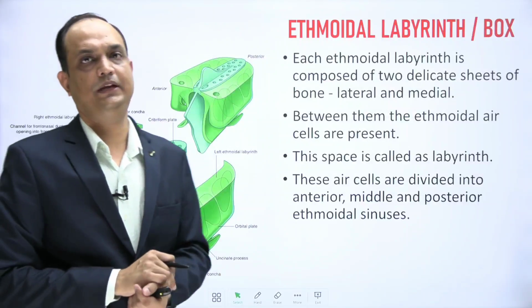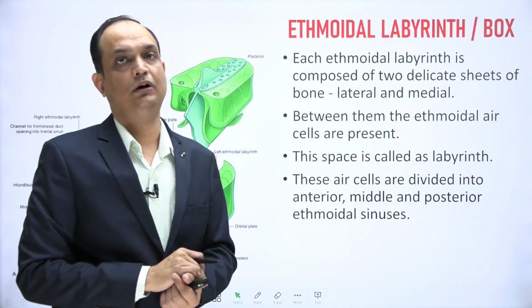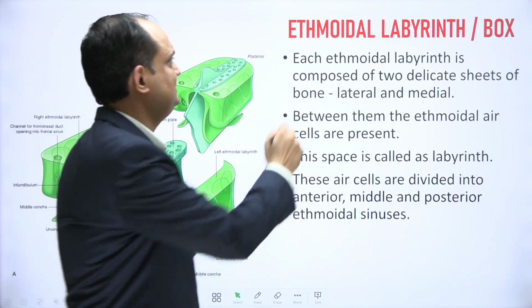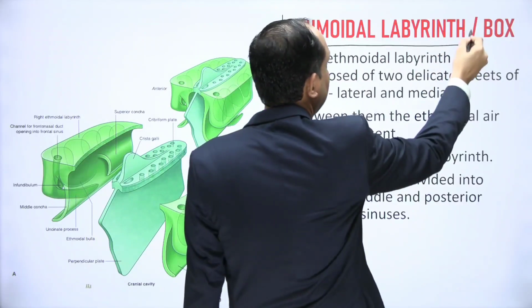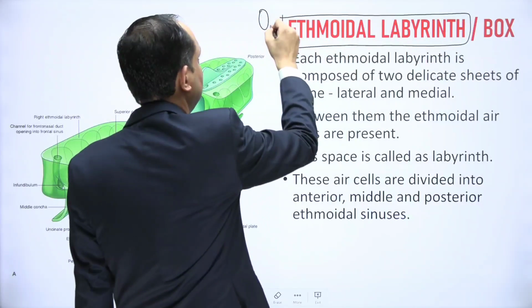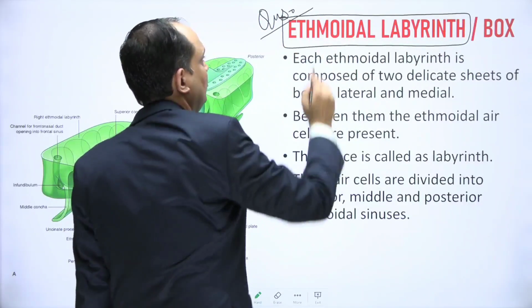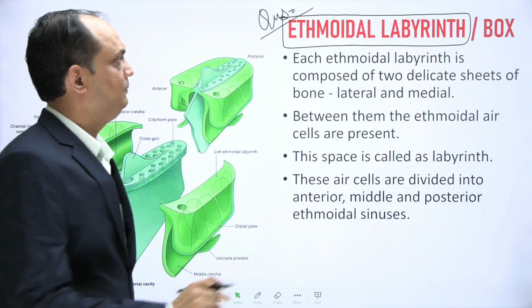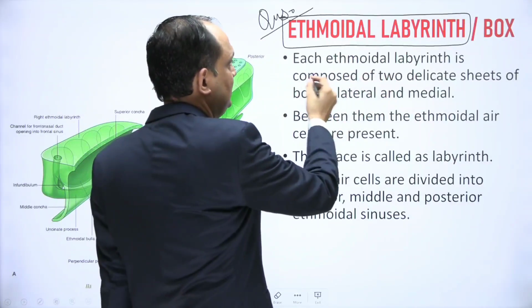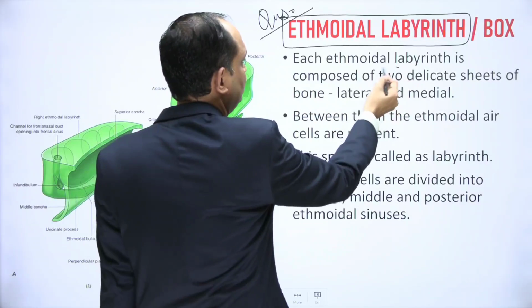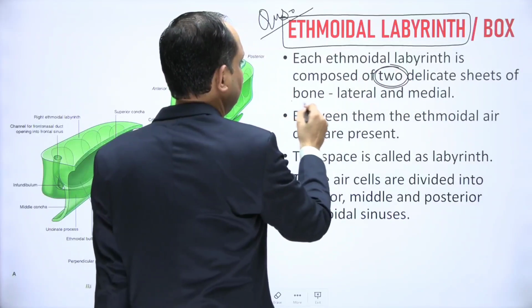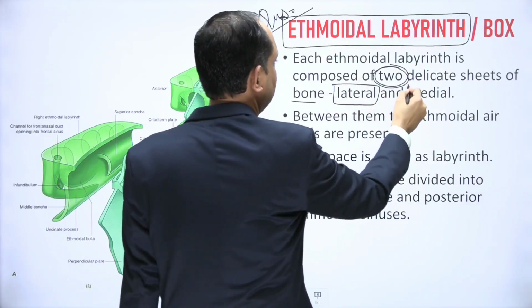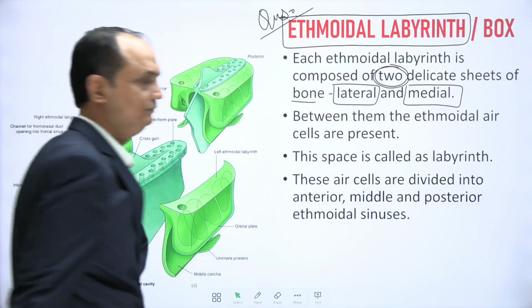Now what do you mean by labyrinth of ethmoid bone? Now this is something tricky, and it is very important to understand the labyrinth of ethmoid bone or ethmoidal labyrinth. These are actually box-like structures, and each labyrinth is composed of two delicate sheets of bone. One is the lateral plate of the bone, another is the medial plate of the bone.